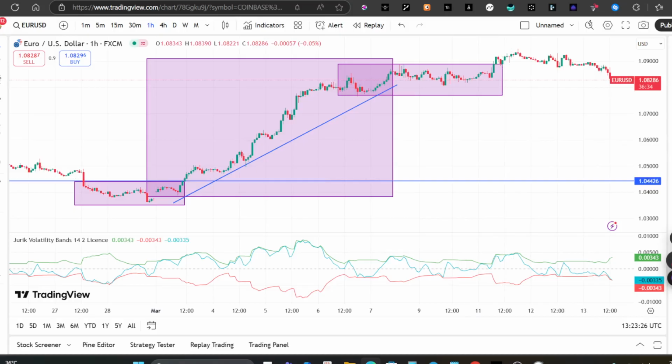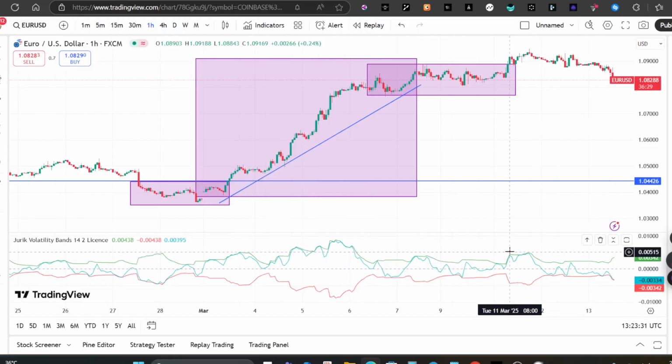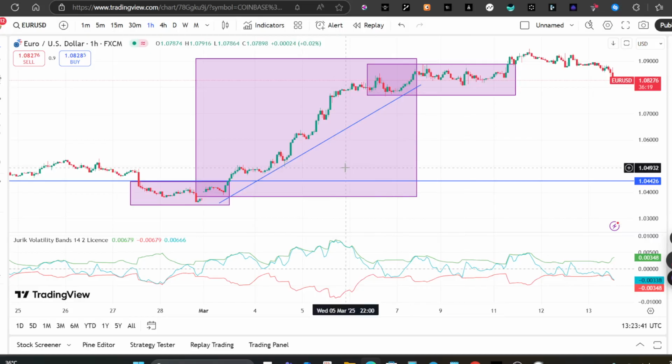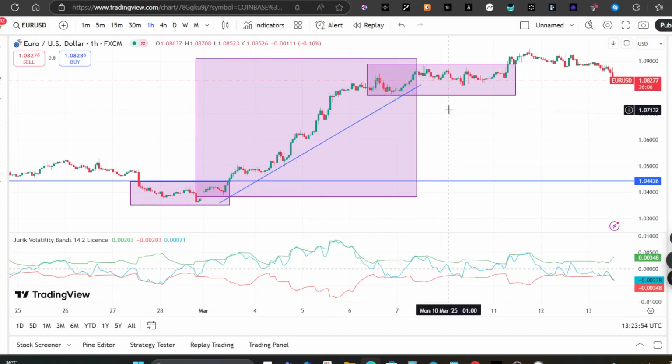All right, now another strategy is for risk management and stop loss placement. Since the bands adjust dynamically, you can use them for better risk management. If price moves in one direction and then reverses quickly, you can consider placing your stop loss maybe when the bands are widening, right? When the bands are widening, which is showing increased volatility, and then you notice price just spikes suddenly to one direction and start reversing, then you can consider placing your stop loss just beyond.